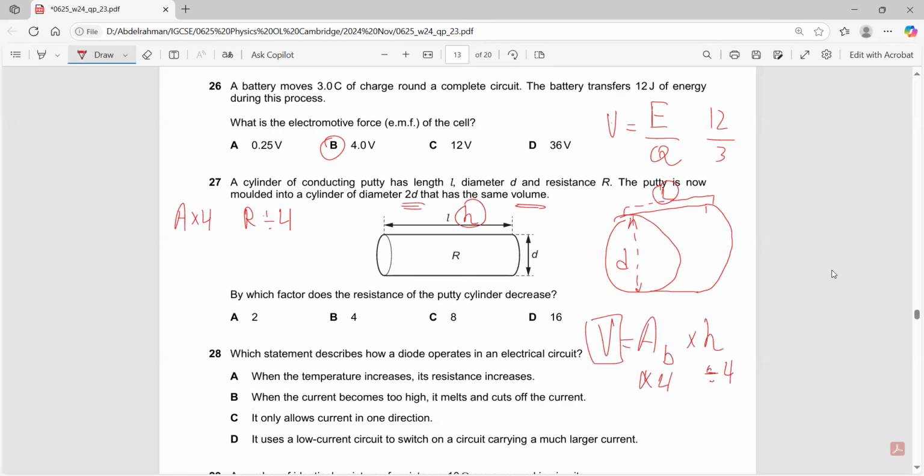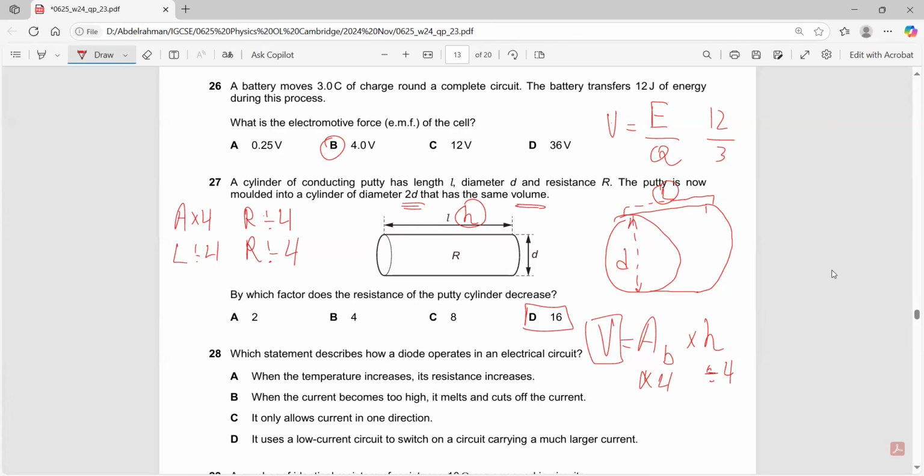So as the area increases by 4, the resistance decreases by 4. As the length now decreases by 4, therefore the resistance will also decrease by 4. Therefore, the total resistance will now be decreased by a factor of 16. 4 times 4 is 16, right? The total resistance would be decreased by 16.